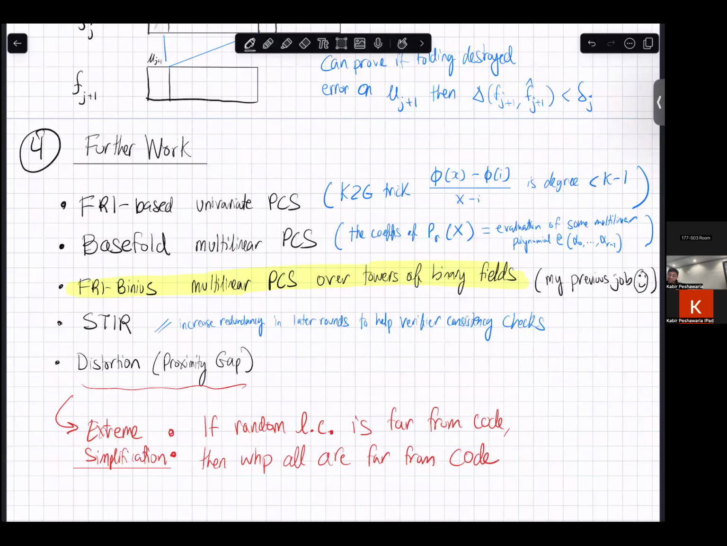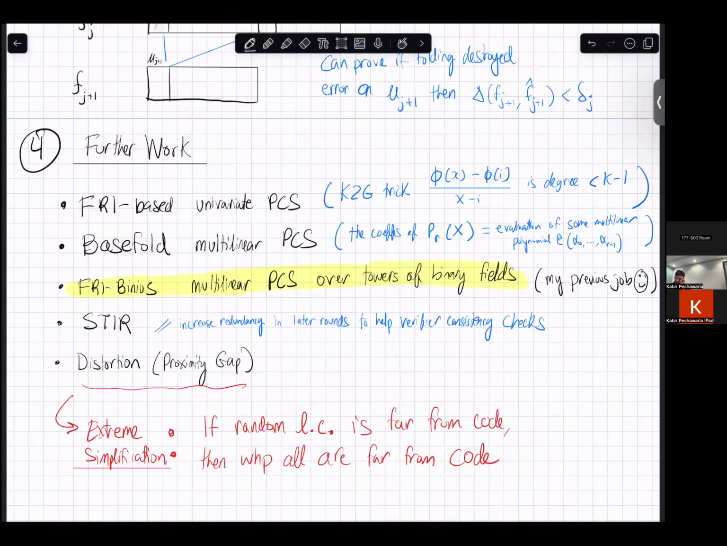There's another work called FRI-Binius, which makes multilinear polynomial commitment schemes over towers of binary fields. And this was my previous job, so I put a smiley face next to it. I was working on Binius and FRI-Binius, it was very fun. Basically it combines Basefold with the original type of FRI, which was over binary fields. And it turns out a non-trivial number of things have to change.